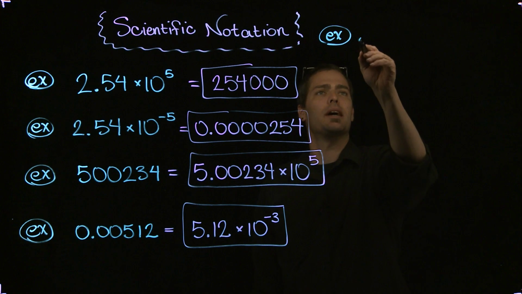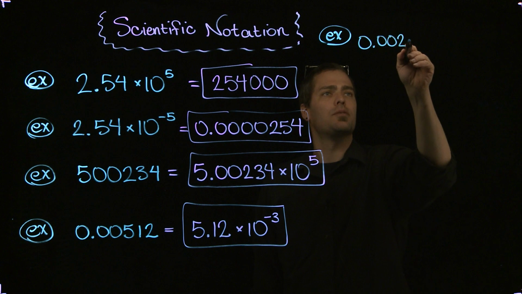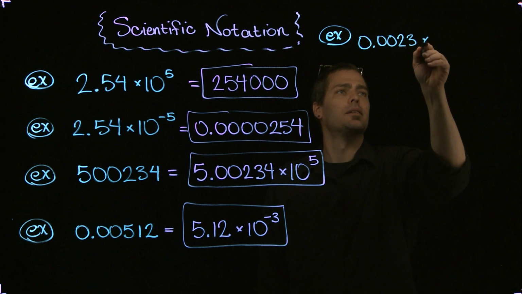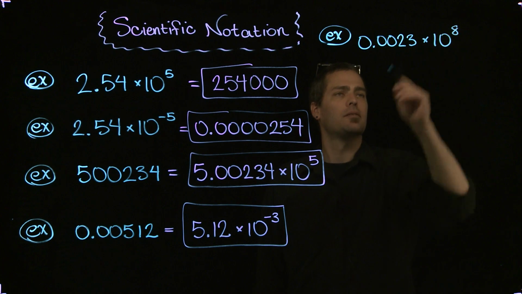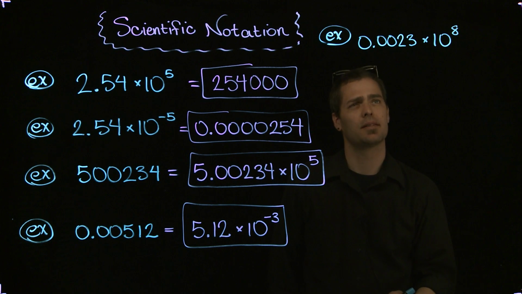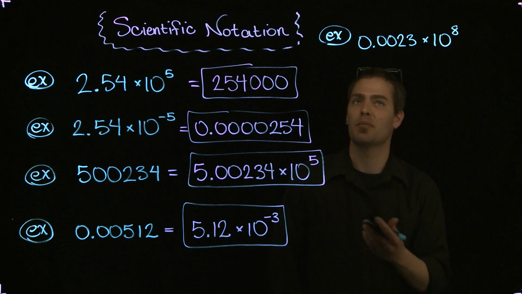Suppose, for example, we had 0.0023 times 10 to the 8th. Okay. So that looks like it's in scientific notation, but it's not in scientific notation because this number in front is not between 1 and 10.